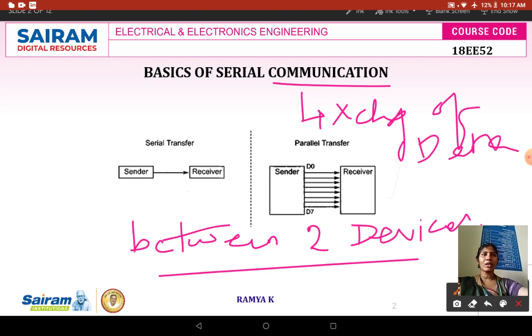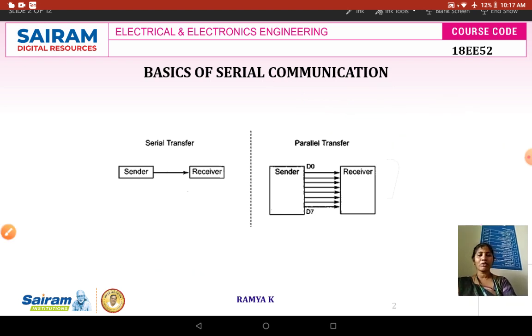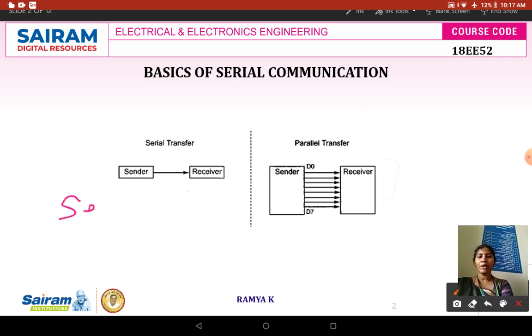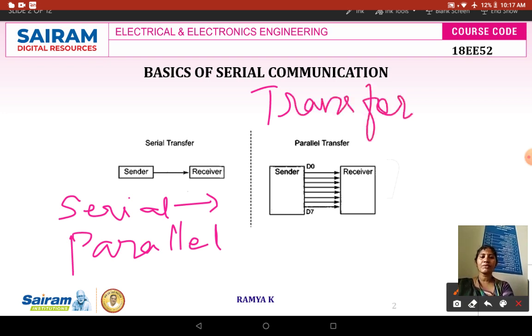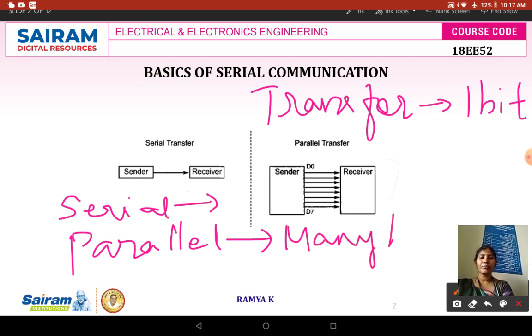So there are two ways of communication. One is your serial communication and other one is your parallel communication. Serial communication means only one bit of data can be transferred at a time. In case of serial communication, we can transfer only one bit at a time, whereas in case of parallel communication, we can transfer many bits of data. So this is the difference between your serial communication and parallel communication.